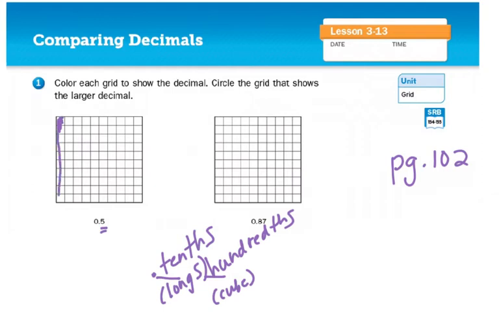So go ahead, along with me, shade in 5/10. So that would be 5 longs because it would take 10 of them to cover the whole flat. If you have a marker, you might find it might be a little bit quicker.